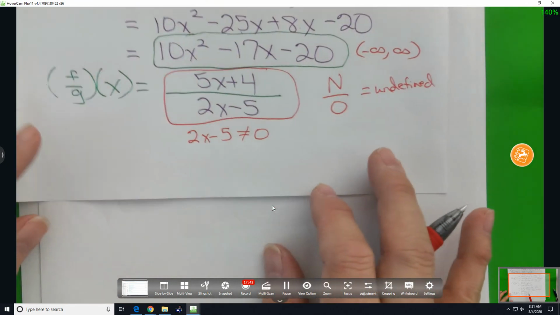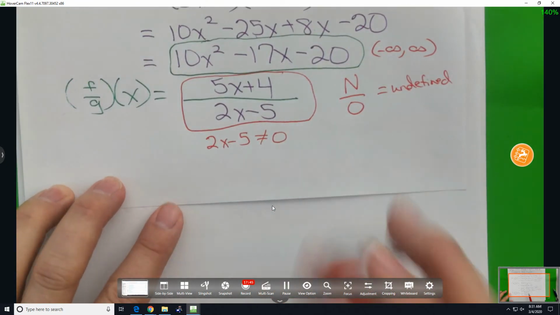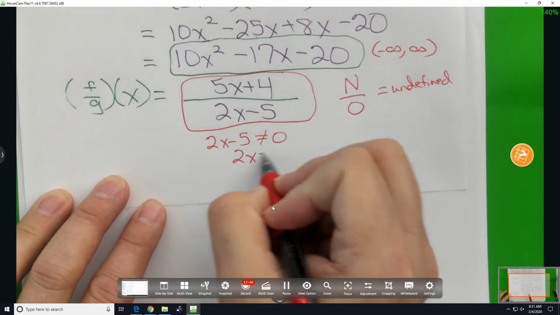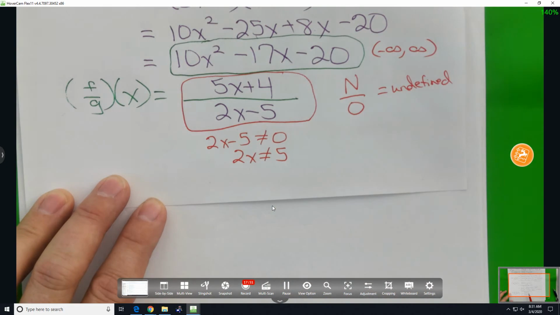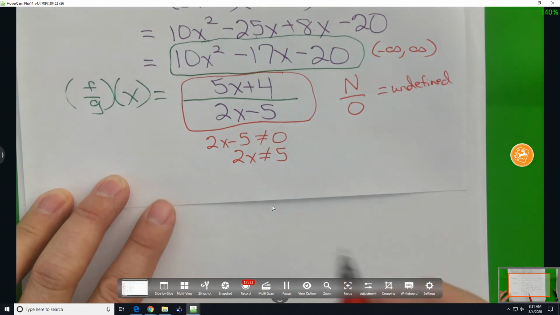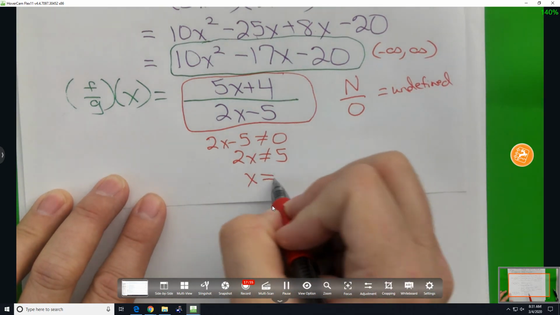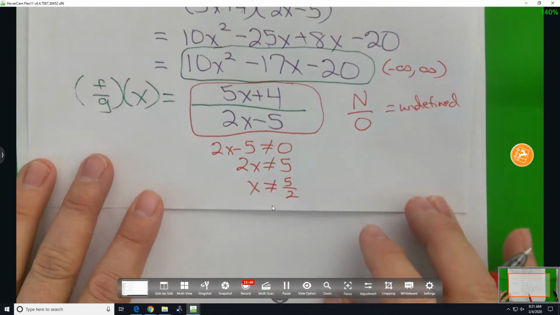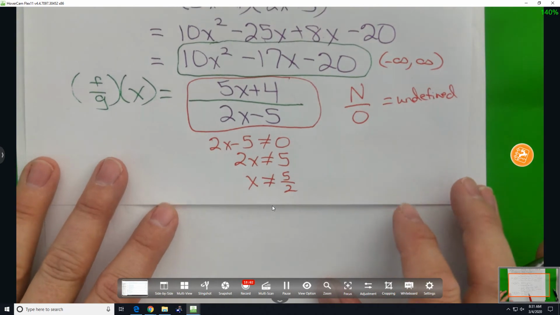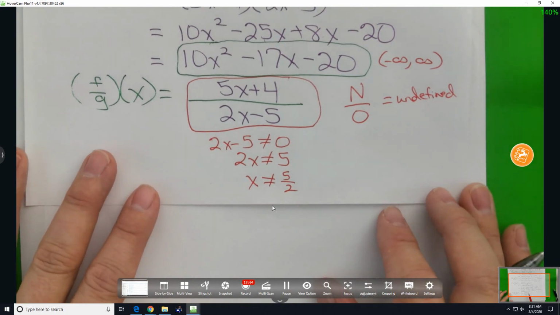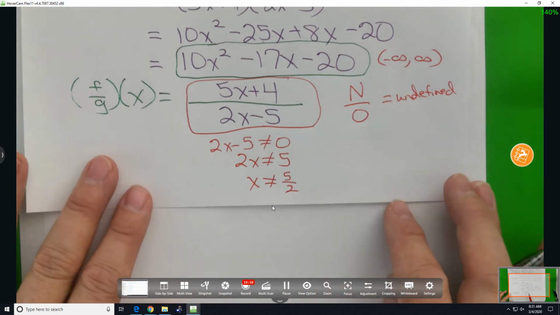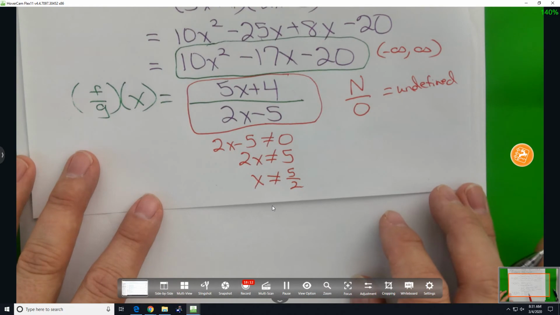So you solve that as if it's just an equation, which means you do what? Move over the 5 to get that 2x can't equal 5. And then divide by 2 to get that x cannot equal 5 over 2. So the domain is all real numbers except 5 over 2. It can be any number to the left of 5 over 2, any number to the right of 5 over 2 on the number line. The only number that x can't equal is 5 over 2.